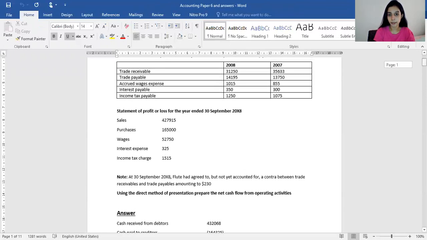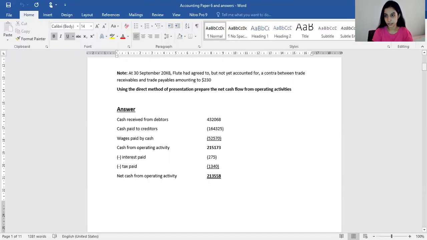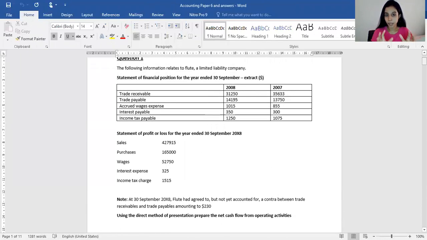And then for the trade payables, also do the same thing. Draw a T account, put the opening balance and closing balance, and take the purchases to that T account, then balance the T account and identify the amount that has been paid by cash to the creditors to settle the balances. That answer is also given as cash paid to creditors. And accrued wage expenses, do the same thing. Draw a T account, put the opening and closing balances, take the annual figure from the statement of profit or loss, balance it off and find the cash paid amount.